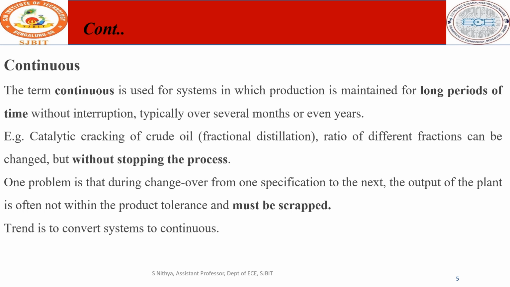The ratio of the different fractions can be changed but without stopping the process. In cracking crude oil, the continuous system may produce batches in which the product composition can be changed from time to time. The specifications may be changed, but while changing the composition, the production process is not stopped or halted, as they are classified as continuous systems.